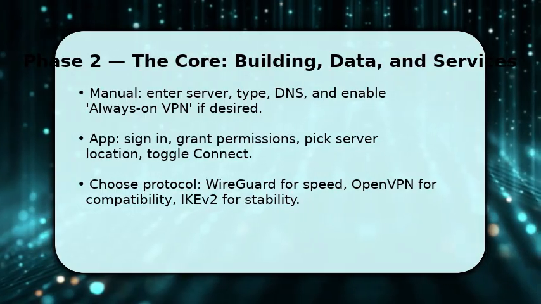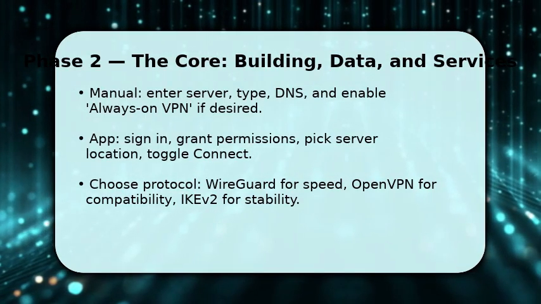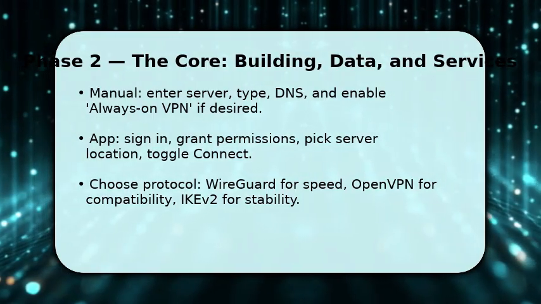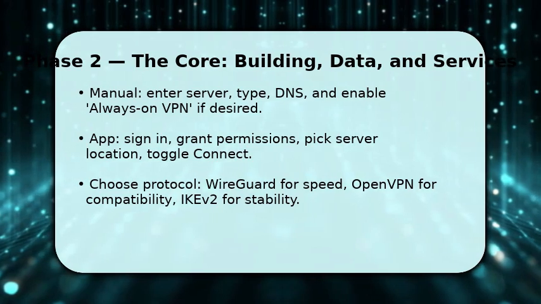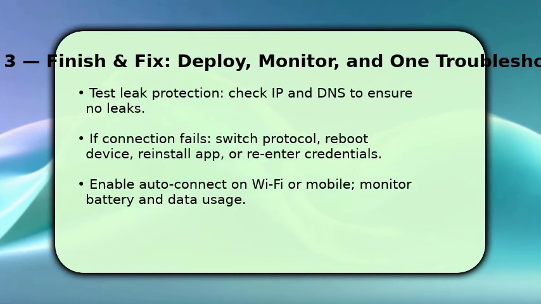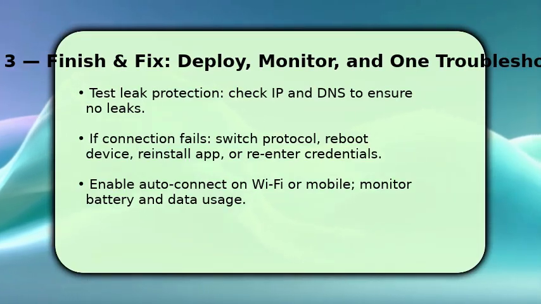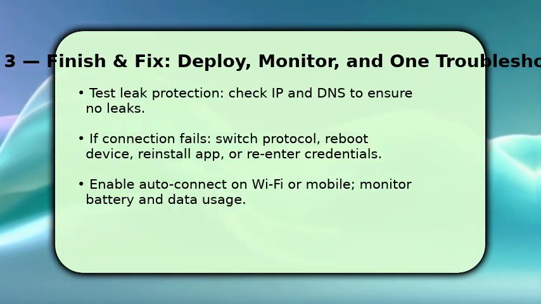Once connected, check apps for region-locked content. Adjust protocol if speed or compatibility problems appear. WireGuard typically gives the best performance. Finish by validating the VPN. Open a browser or test site to confirm your IP and DNS have changed, and enable kill switch or leak protection if available.